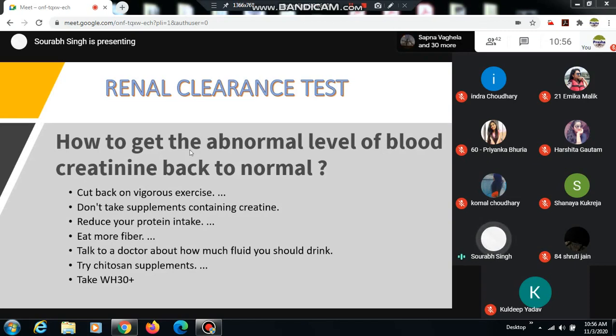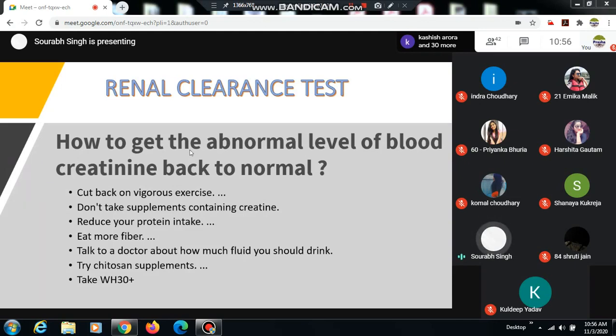Don't take supplements containing creatinine, that's very much obvious. Reduce your protein intake. There will be a question of why protein intake reduction will affect the creatinine synthesis. If our body won't have enough protein to regenerate the muscles, it will obviously decrease the rate of degeneration of muscle fibers, which will indirectly affect the creatinine synthesis. Eat more fibers. Talk to a doctor about how much fluid you should drink.